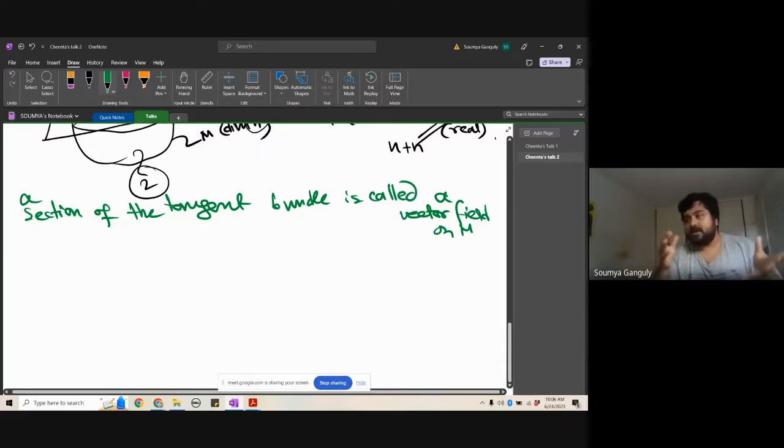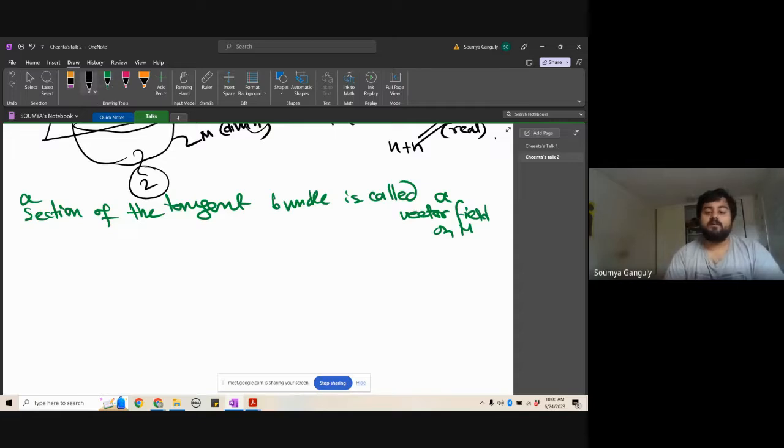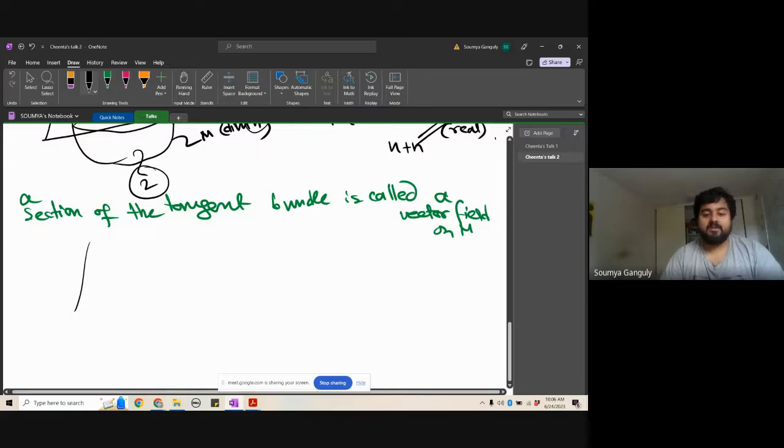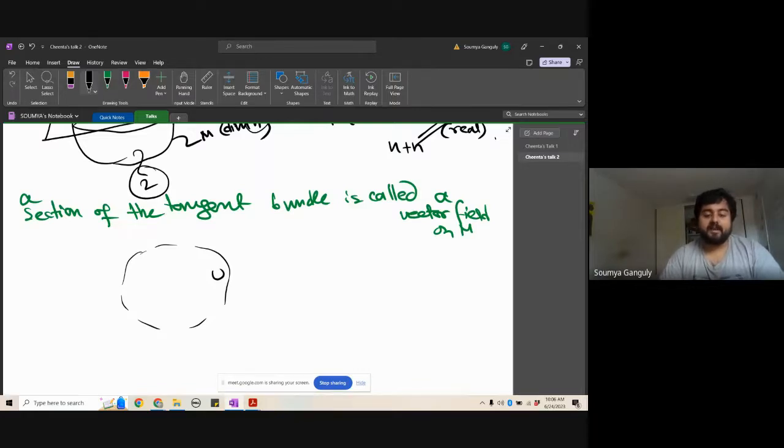So there are many ways to think of it. The rigorous definition is the section of a tangent bundle, but there are other ways to define it. Suppose you are a domain on R2. That's also a manifold. Then a vector field is basically for every point you have a vector.